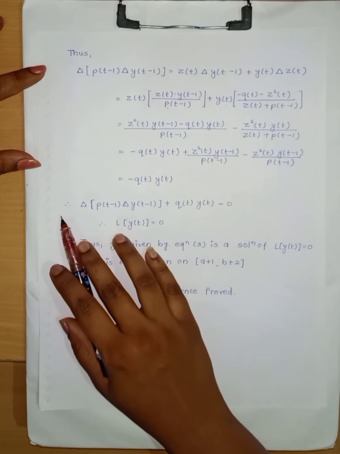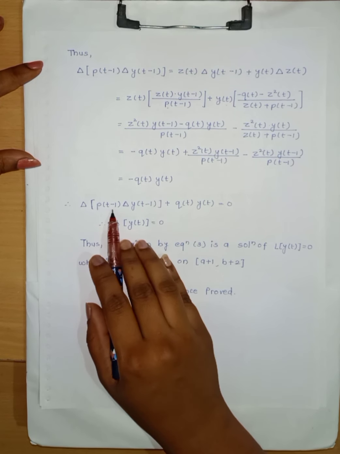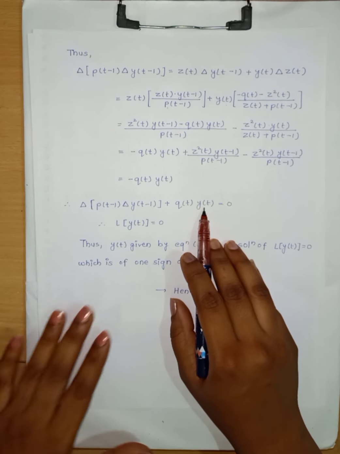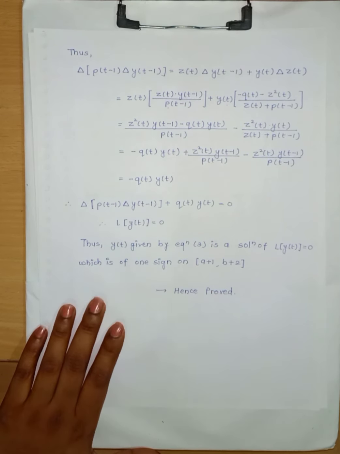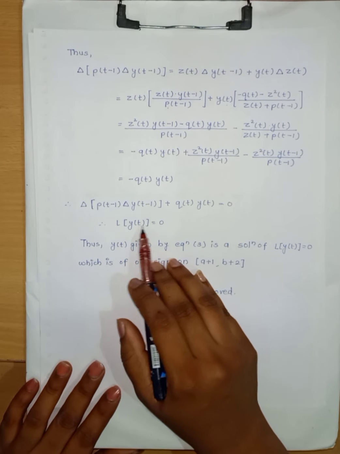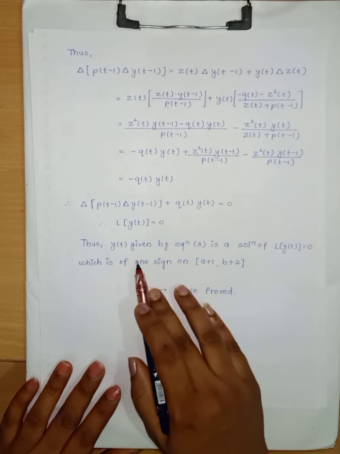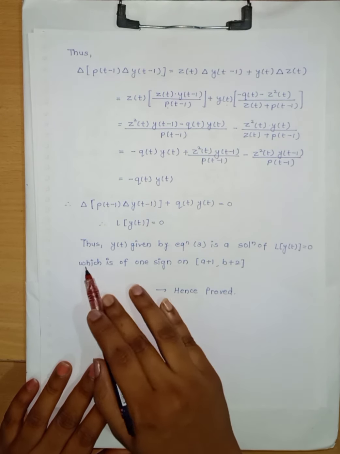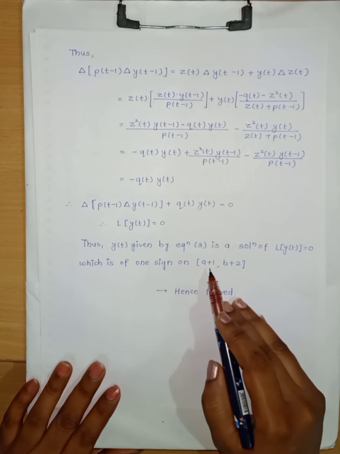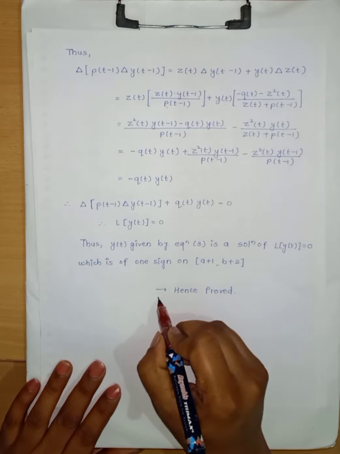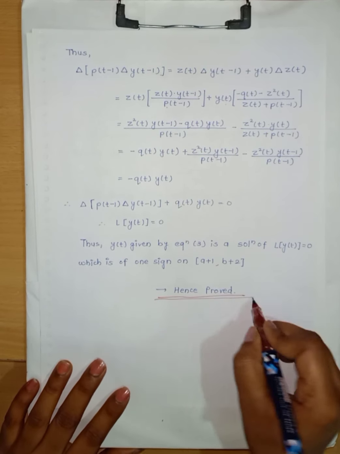Now, therefore, Δ of p(t-1) Δy(t-1) plus q(t) y(t), we have shifted this term to the LHS, that is equal to 0. And this is our L[y(t)] = 0. Thus, y(t) given by equation 3 is a solution of L[y(t)] = 0, which is our one sign on [a+1, b+2]. And hence, the theorem is proved.